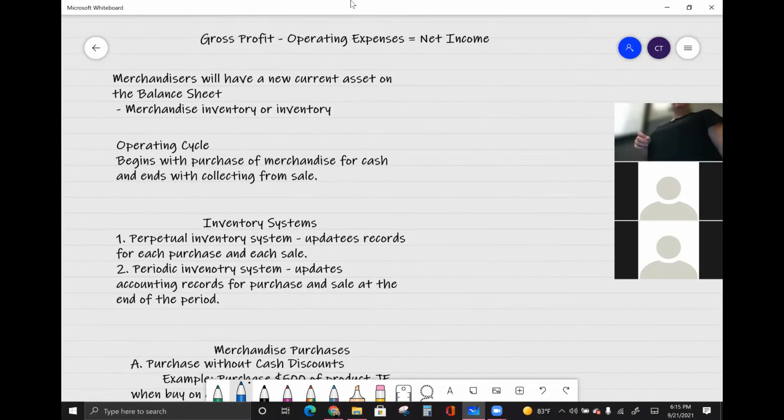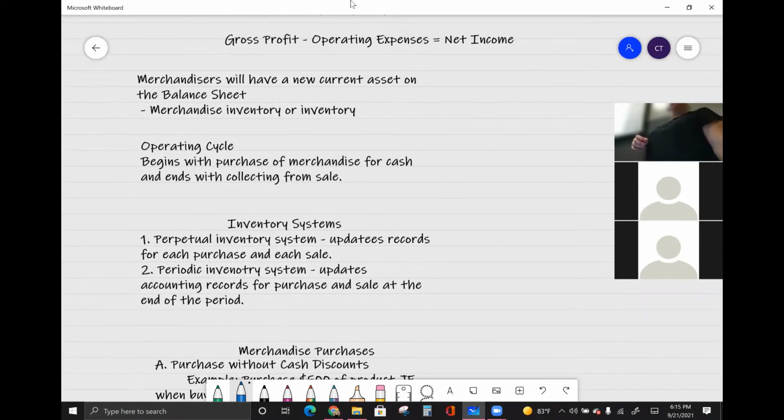So merchandisers will have new current assets on the balance sheet. Now I have products, I have goods. So my new current asset is going to be inventory on the balance sheet. It'll be in the current asset section.